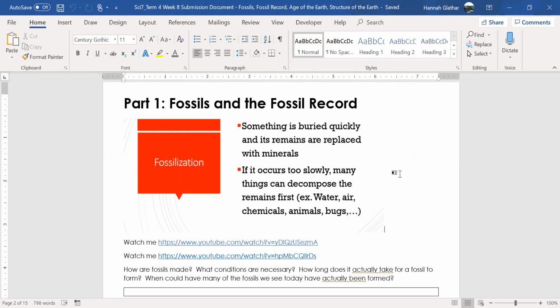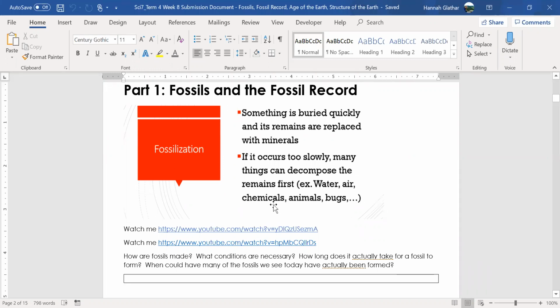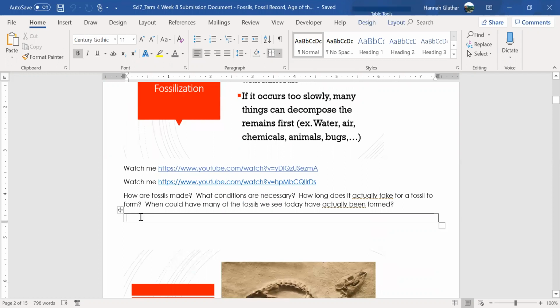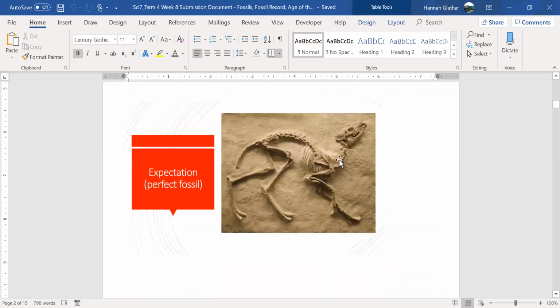At least be trapped from all of the elements, water, air, chemicals, things like that. So a couple of videos for you to see that process visually, and then answer this question. And then, so yeah, this is what a fossil would look like if you found it just like this, where the animal was laid down pretty quickly.